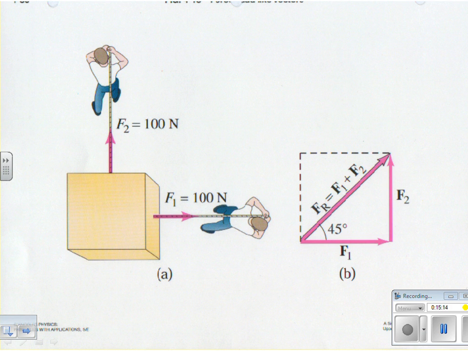Here's two people pulling on a big old crate. Is there a net force? Yes. And how would you find it? Add some vectors. Please do remember that they are vectors. If I showed you this picture and said, what's the net force, and you said 200 newtons, I would be really sad, okay? Because vectors are different. You have to add the vectors, right?